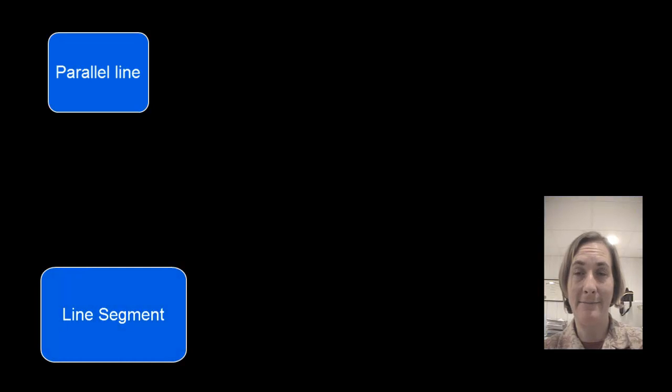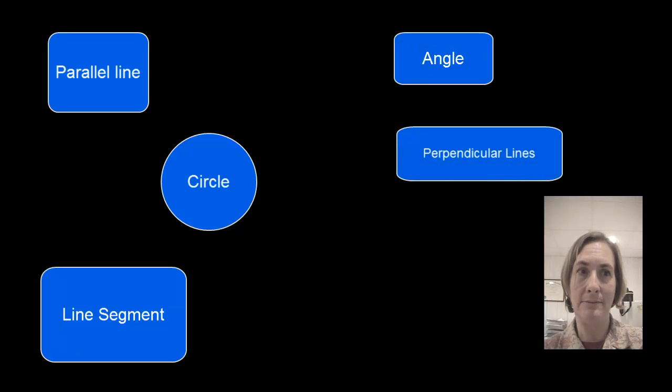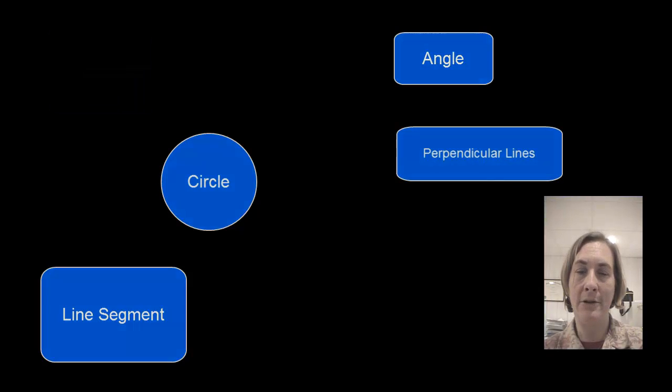By now you should be able to give the precise definitions for parallel line, line segment, circle, angle, and perpendicular line. You will need to know these precise definitions and take some time to master them, because we will be using them in the next week to develop definitions of rotations, reflections, and translations. Good luck. You can do it.